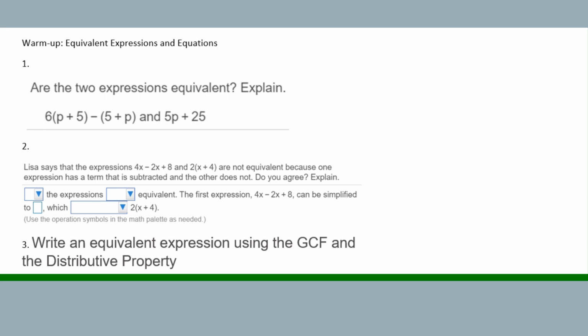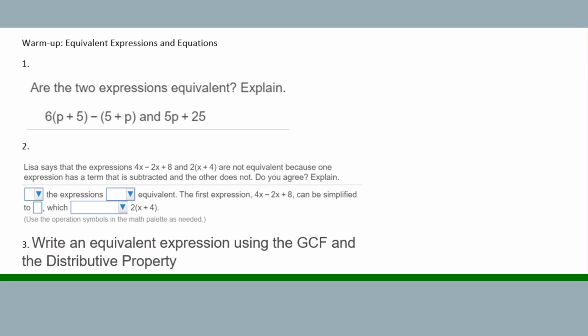So we want to evaluate, are the two expressions equivalent? There are two ways to check to see if algebraic expressions are equivalent. You can combine like terms, or you can pick a value for the variable, substitute it into the expressions, and see if the expressions are equivalent. So I'm going to use substitution first.